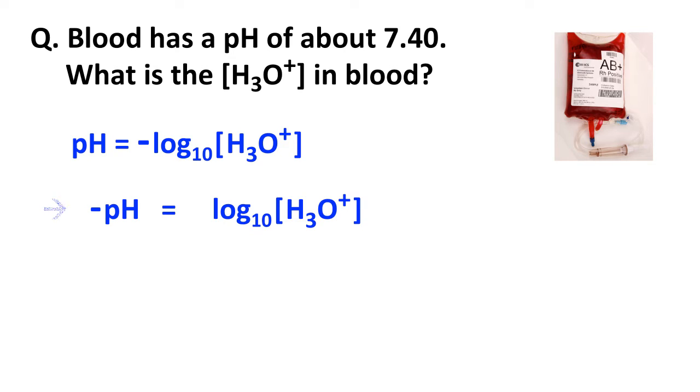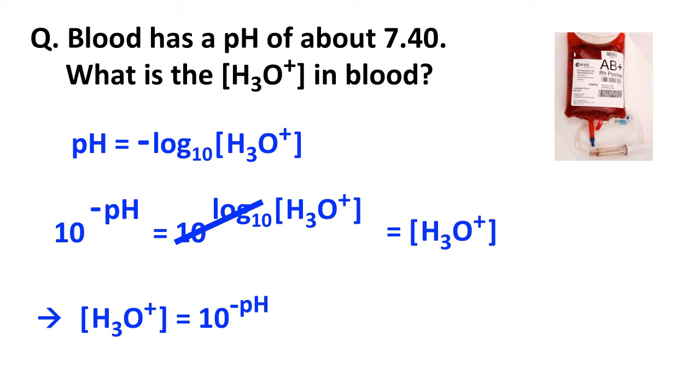In other words, 10 to the minus pH is equal to 10 to the log base 10 of H3O plus, because the exponents are equal, therefore 10 to each of these equal exponents is also equal. And the reason we did this is that 10 to some power and log base 10 are inverse functions of each other. So they essentially cancel each other out, and this reduces to 10 to the minus pH equals H3O plus, and that is a generally true relationship.